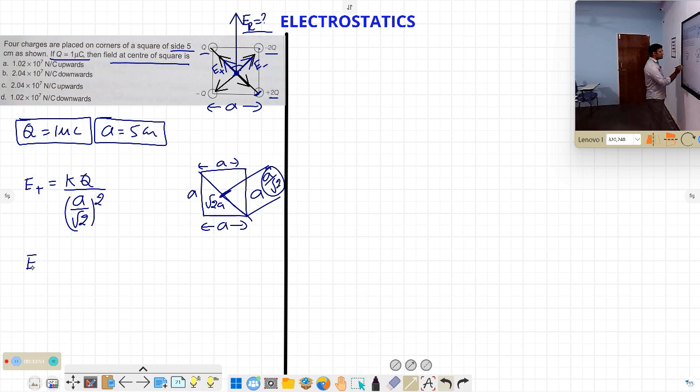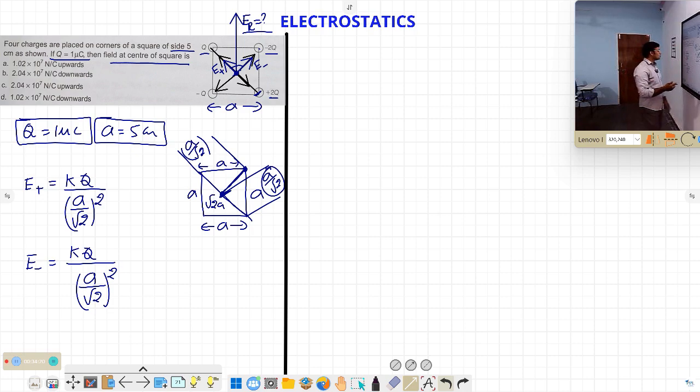Similarly, what is the E minus value? That is E minus due to the negative charge. One is minus Q, the other is minus 2Q, so both are opposite, and one minus Q will be effective. So in this case it is K into Q by the distance squared. The distance is the same from the center to here, that is A by root 2 only. So I can write A by root 2 whole square. So if you solve these two, what are you going to get?